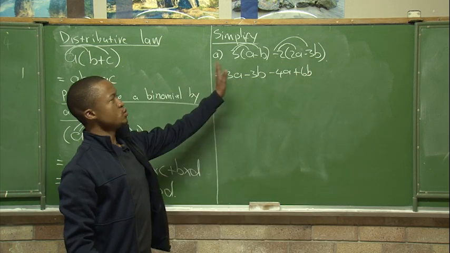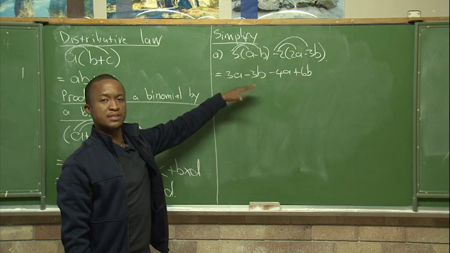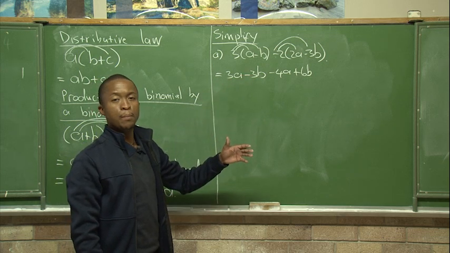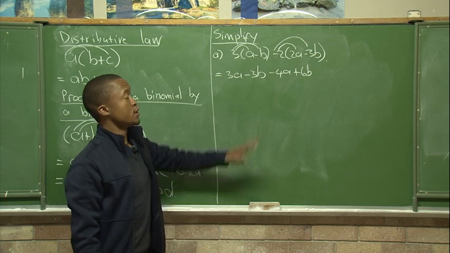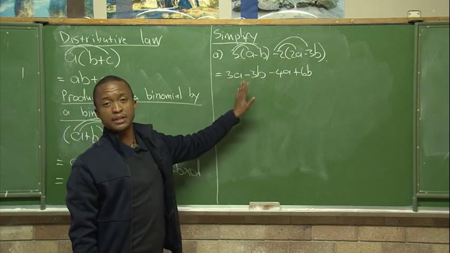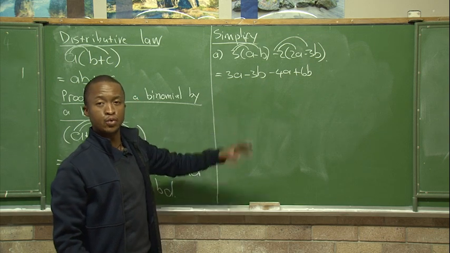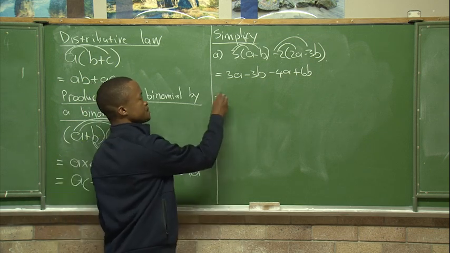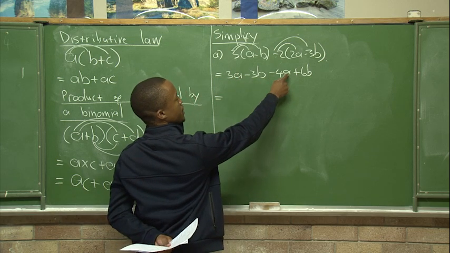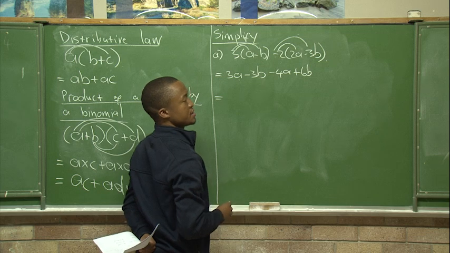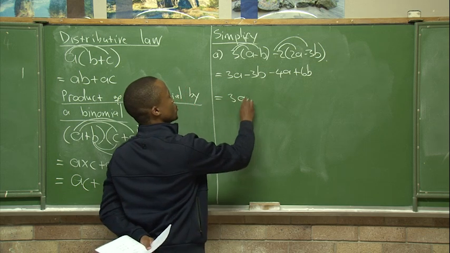Now that we distributed, it does not stop there. Because remember, a few minutes ago, we learned about the addition and subtraction of like terms. So let's first check, are they like terms? And if they are like terms, let's group them and then we can add or subtract accordingly. So 3a does have a like term, which is negative 4a, because they have the same variable that contain the same exponents. So we group them together.